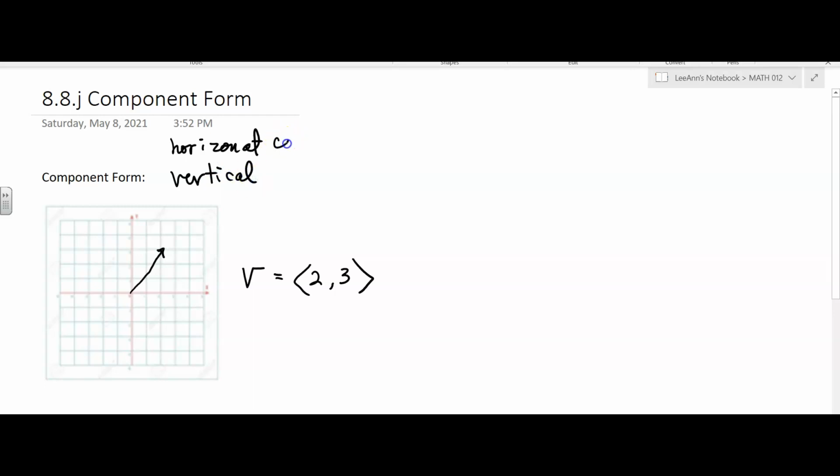Now, the horizontal component would be in the x direction. So what we're saying is there's some vector from 0, 0 out here that went 2 units, right? And that would represent the horizontal component of the vector. We're going to call this v sub 1. Well, v sub 1 is going to be the vector 2, 0. So you can think about that a little bit, but that's that vector.